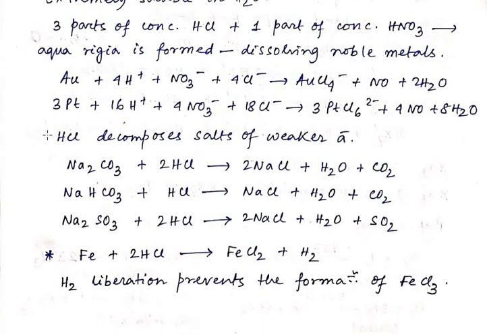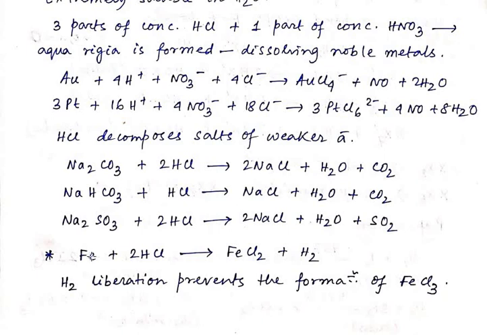Next, HCl decomposes salts of weaker acids. Suppose I have sodium carbonate, Na2CO3, and when it reacts with the HCl, it will form 2NaCl plus water plus CO2. So HCl decomposes salts of the weaker acid. Similarly, suppose I have sodium bicarbonate, and when it reacts with the HCl, it will form NaCl and water and CO2. Similarly, if I have Na2SO3, the sodium sulfite, and when it reacts with HCl, it will form NaCl, water and SO2. So these reactions show that HCl decomposes the salts of the weaker acid.